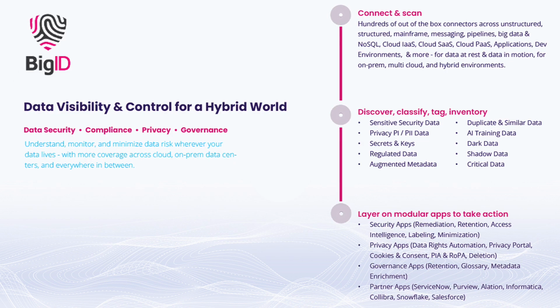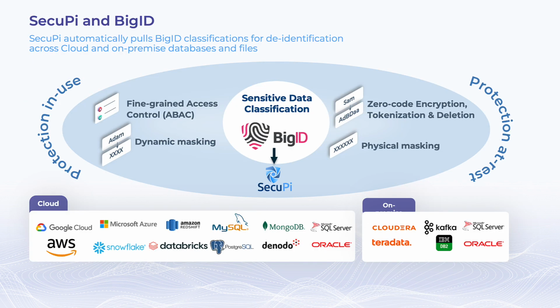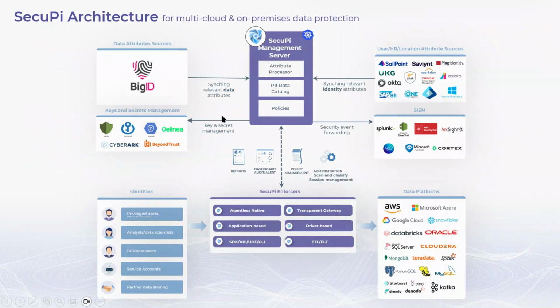BigID is all about data visibility and control for the hybrid cloud that provides you data security, compliance, privacy, and governance. With BigID, you want to connect and scan your data and then discover it, classify, and tag your inventory. This is where we take the information from BigID into SecuPi to help you with the SecuPi security application to further protect that sensitive data. This is how it works.